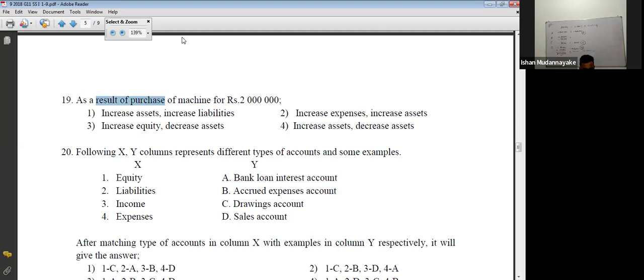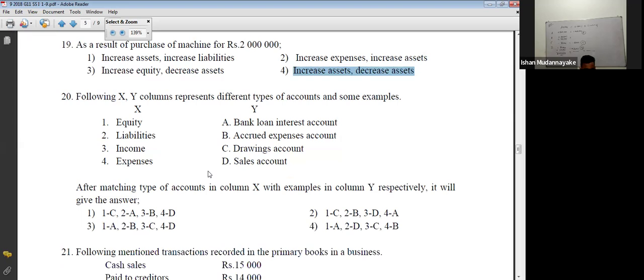What's the answer for question 19? As a result of purchasing a machine worth 2 million, what will happen? Tarun is correct, Nadila is correct. Increase asset, decrease asset. Increase machines by 2 million, decrease cash by 2 million. Increase asset, decrease asset. Right, correct.